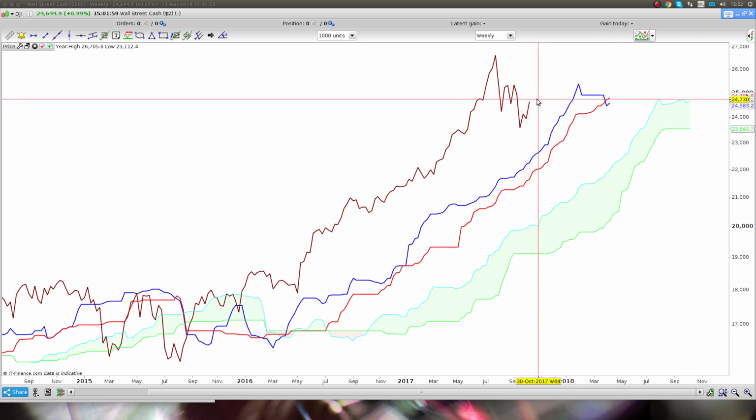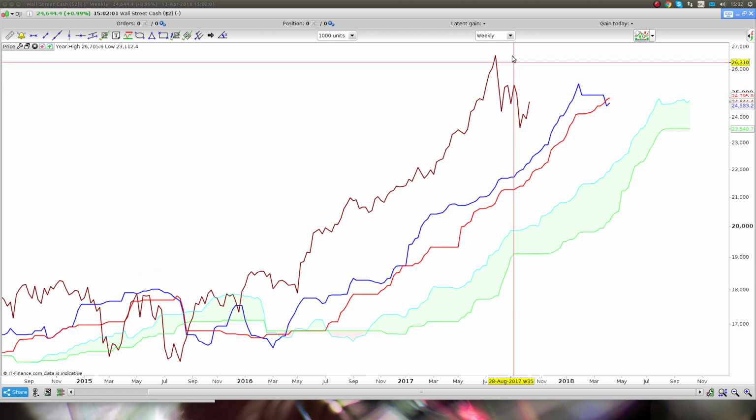Now, you'll notice I don't have price on this chart because I don't want to muddy the waters. I want you to just understand the concept of Ichimoku, and you should be able to visualize where price is, and this will help you make informed decisions.